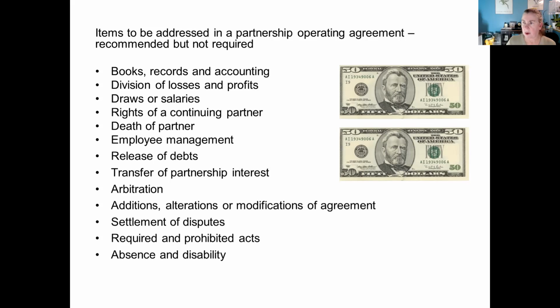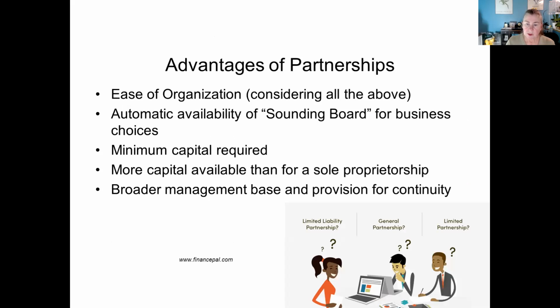Are you going to allow alcohol on the property? Because if there is an incident, that could be a major issue for your business. Absence and disability: how long is someone gone before you have to reevaluate if they are an active partner or not? So once you've sorted all these things out, it is actually easy to organize a partnership.